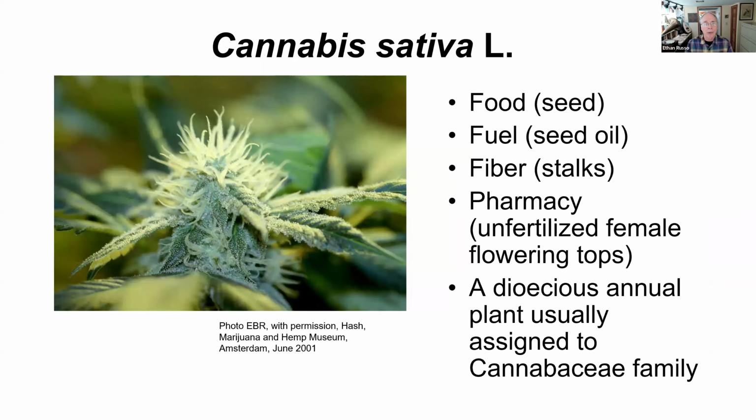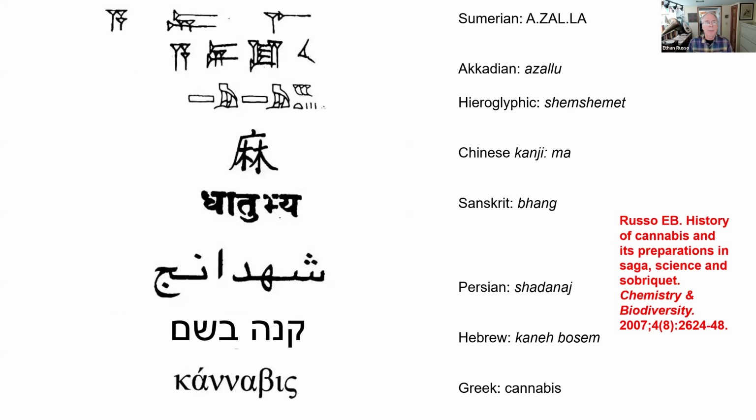Our subject, of course, is Cannabis sativa, cultivated cannabis, which is food, fuel, fiber, and pharmacy, primarily from the unfertilized female flowering tops. And as we'll learn more about the plant in another module, it's a dioecious plant, meaning that the sexes are separate, male and female on different plants. It is an annual plant. Occasionally, in some locales, it can overwinter. And it's in the Cannabaceae family along with hops.